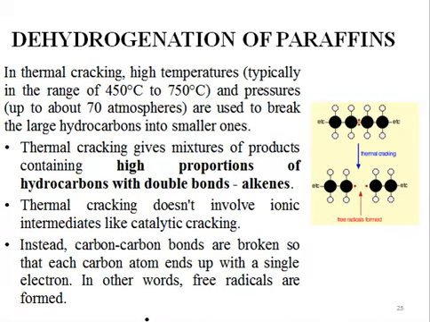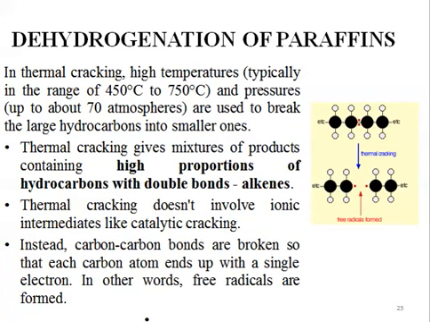Then in thermal cracking, normally we use high temperatures, right? You have to use temperatures in the range of 450 to 750, and pressures of about 70 atmospheres to break that large hydrocarbon into small hydrocarbons, right? And we get a mixture of products, and among these we may also get some carbon-carbon double bonds as well. Thermal cracking does not involve any ionic intermediate, so we don't get a carbon with a positive charge or a negative charge. There is no generation of a cation or anion. Instead, the mechanism is a free radical mechanism, right?